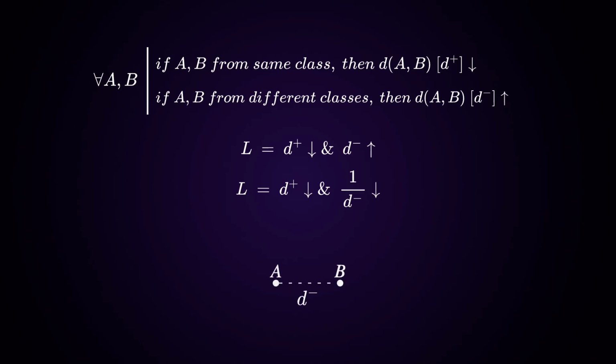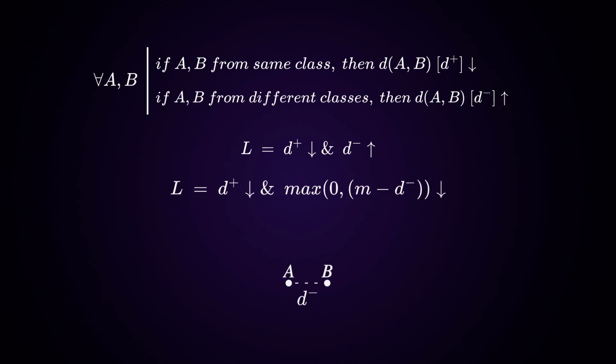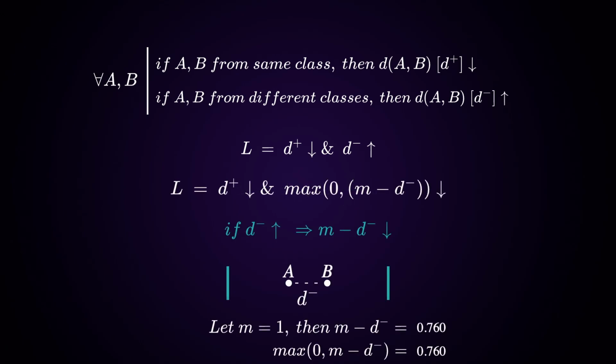This isn't the best choice because 1 over the negative distance will reach 0 only if the distance is infinite, which would push points from different classes apart indefinitely. Instead, we just need to push them apart far enough. The paper proposed using the max of 0 and some margin m minus the negative distance. Let's see. If the negative distance is increasing, then the margin minus the distance will, on the contrary, decrease. But it will also decrease indefinitely, making our loss less than 0. That's why we add the max function to ignore the negative case.